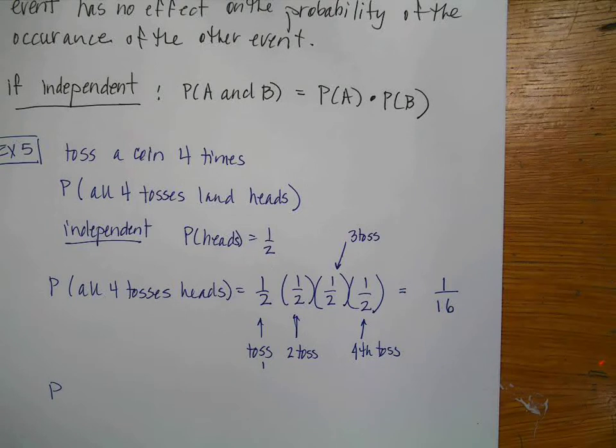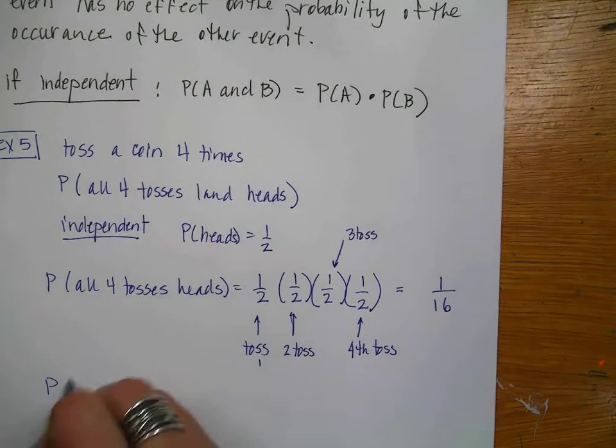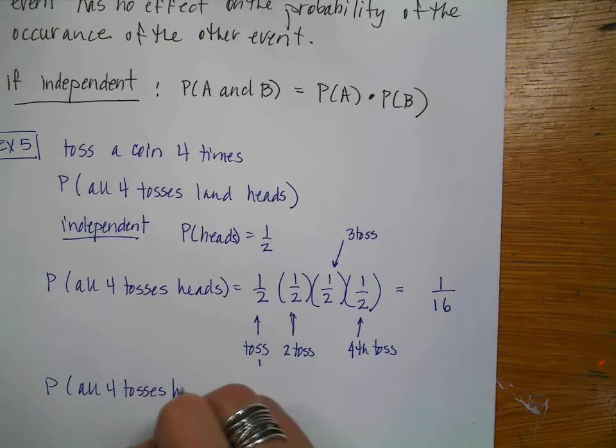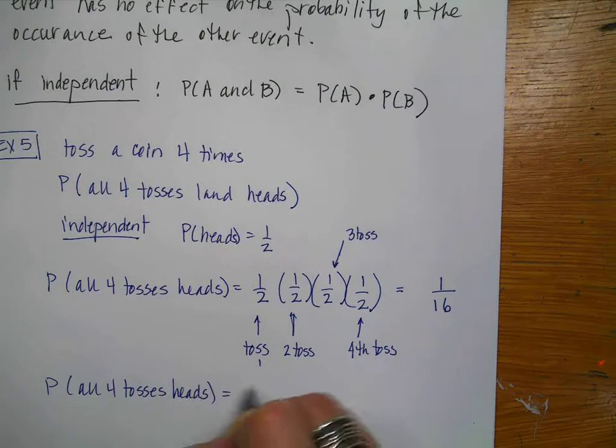So then if I write the probability, let me get my computer back. If I write the probability of all 4 tosses heads, it's going to be 1 out of 16. Okay? All right. I have just a couple more things for us, and then we're done.